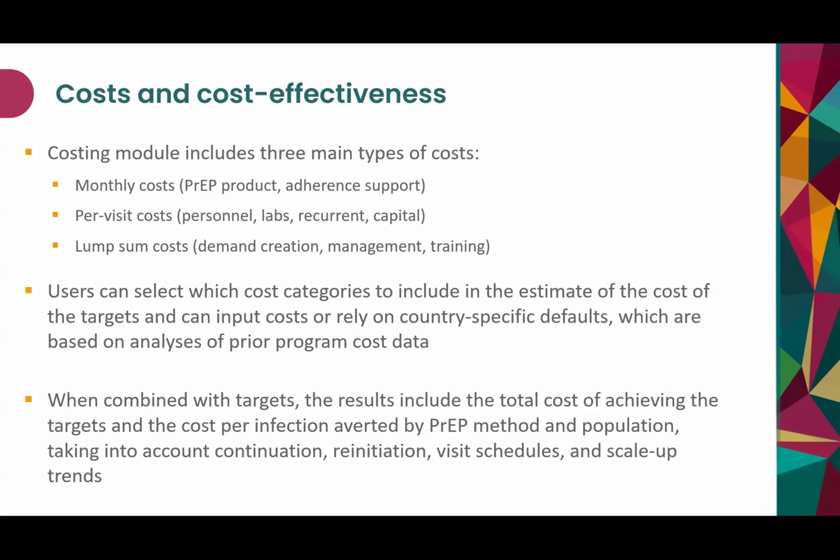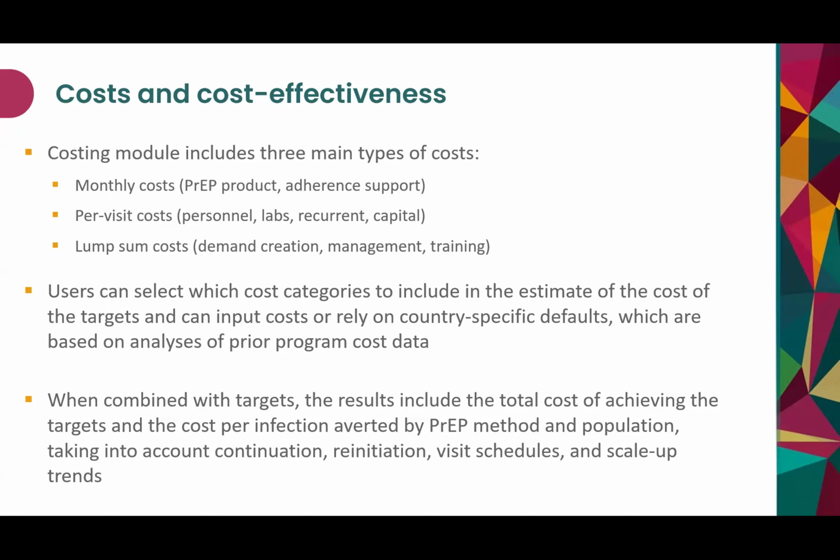One feature that is interesting and used quite a bit is looking at the cost and cost effectiveness. There are a lot of default data built in around costs, and we look at the monthly costs of the PrEP product and adherence support. And then we also track the per visit costs that have things like your personnel, labs, recurrent, and capital. And then you can also add in programmatic costs that are above site, like demand creation, management, and training. So there are default values built into the tool that are based on an analysis of PrEP costs and then adjusted by country wages and salaries. But also these can change if you've got specific cost data.